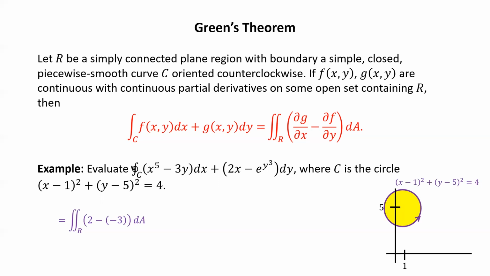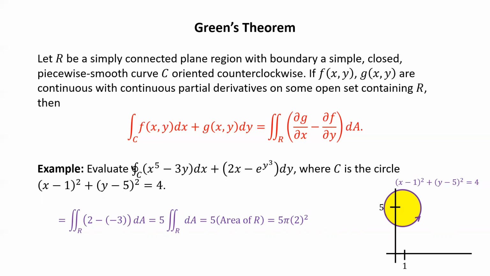And then we take the expression x to the fifth minus 3y and differentiate with respect to y to get negative 3. We subtract 2 minus negative 3 to get 5. We could pull the 5 outside of the double integral because it's a constant. Now the double integral over R dA is just the area of the region R.